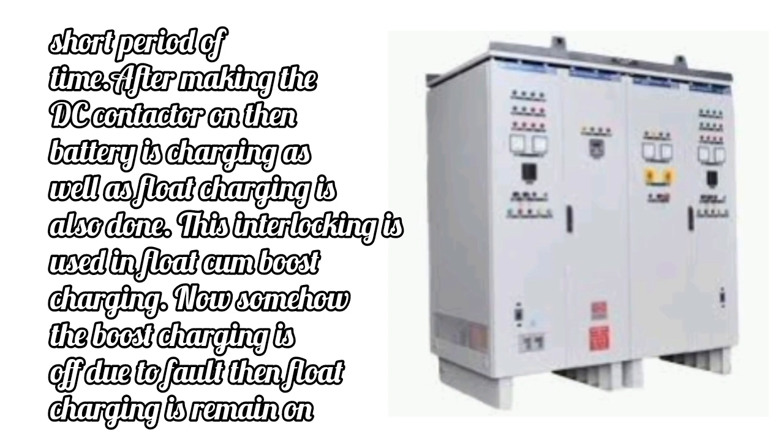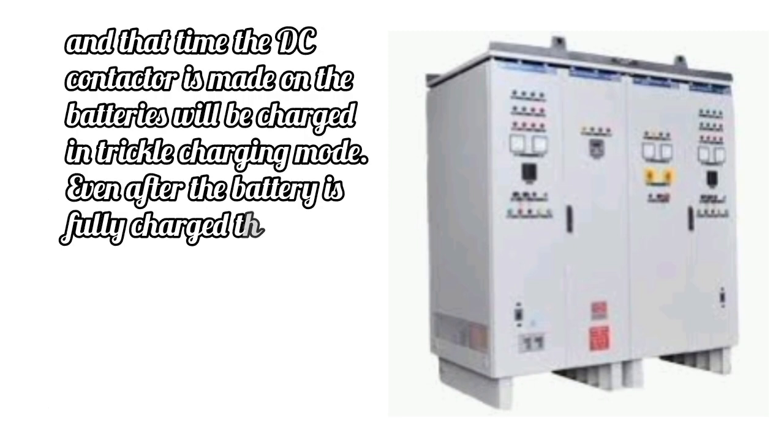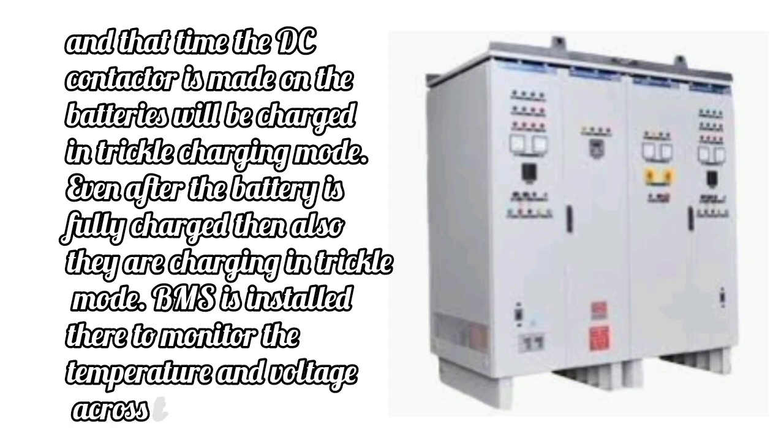This interlocking is used in float-cum-boost charging. Now somehow if the boost charging is off due to a fault, then float charging remains on, and at that time the DC contactor is made on, the batteries will be charged in trickle charging mode. Even after the battery is fully charged, they are still charging in trickle mode. BMS is installed there to monitor the temperature and voltage across each cell.